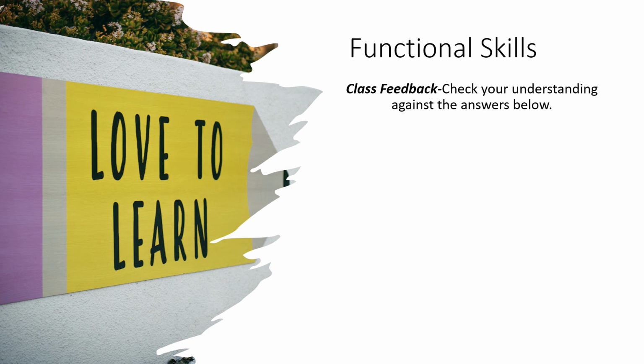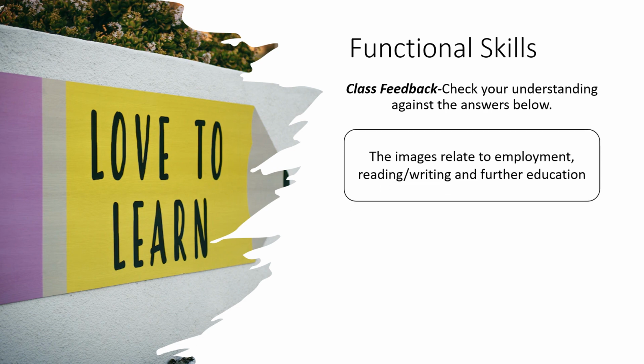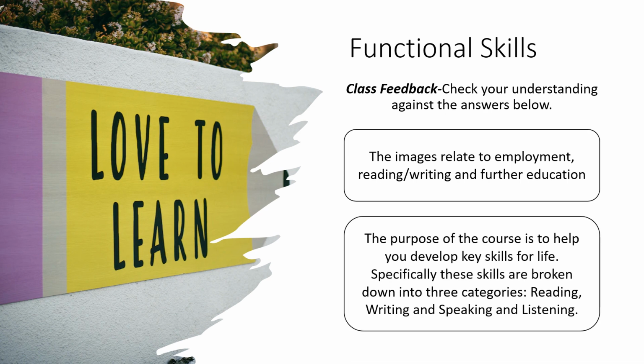Okay, moving on, we're going to have some class feedback, so check your understanding against the answers below. So the ones that I've come up with is the images relate to employment, reading, writing and further education. The purpose of the course is to help you develop key skills for life. Specifically, these skills are broken down into three categories: reading, writing and speaking and listening. So these are the fundamental elements that you will be studying throughout the course, and these are real things that are integral to further life really, in terms of employment, education and just communicating in the broader world.